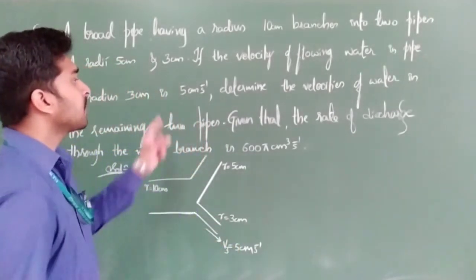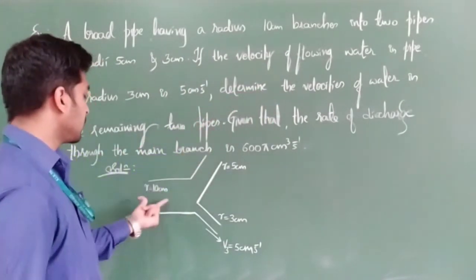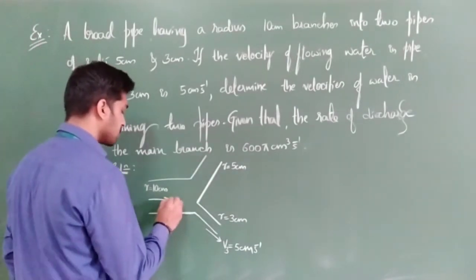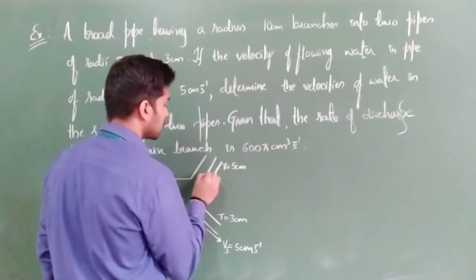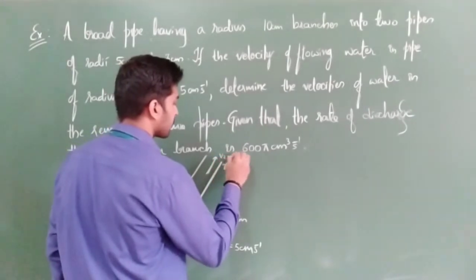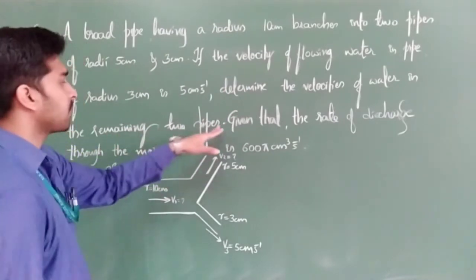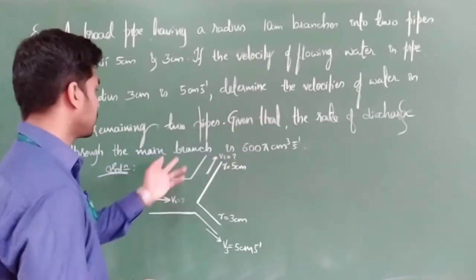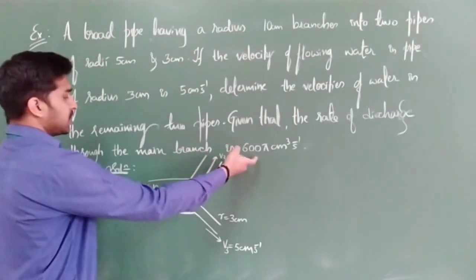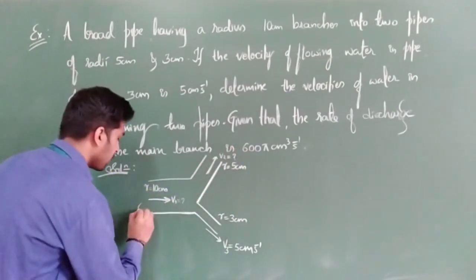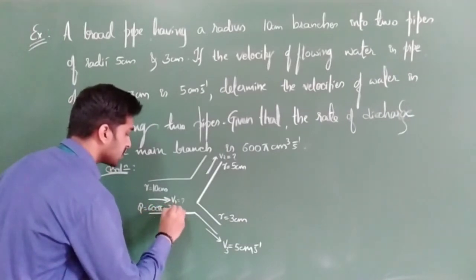Next, what they are asking: determine the velocities of water in the remaining two pipes. That means here also they are asking us the value of velocity. Let us call it V1. And here also they are asking velocity, this is nothing but V2. V1, V2 they are asking. Given that the rate of discharge through the main branch is 600 pi. So what is the meaning of this? The rate of discharge Q value is given as 600 pi centimeter cube per second.